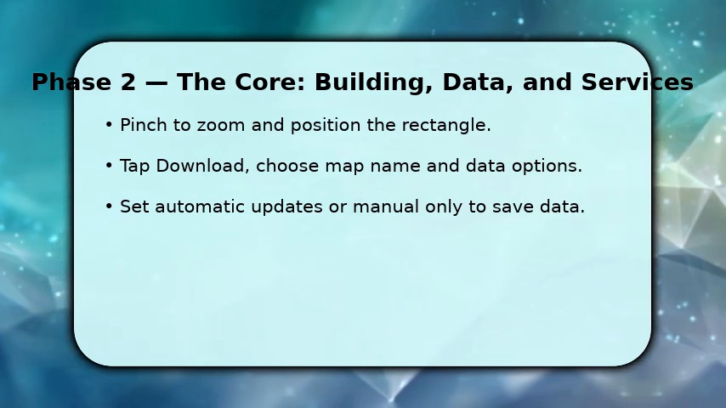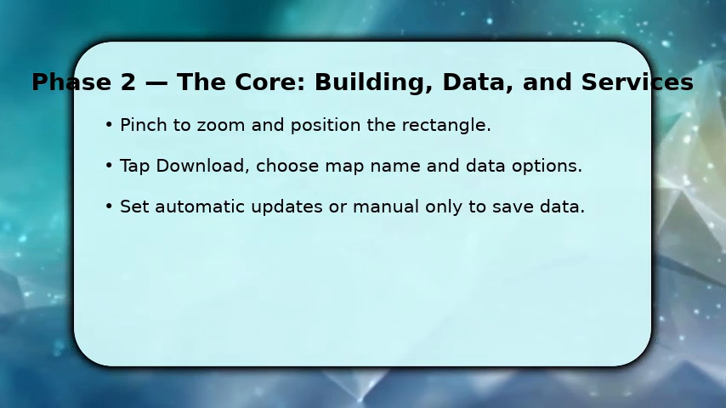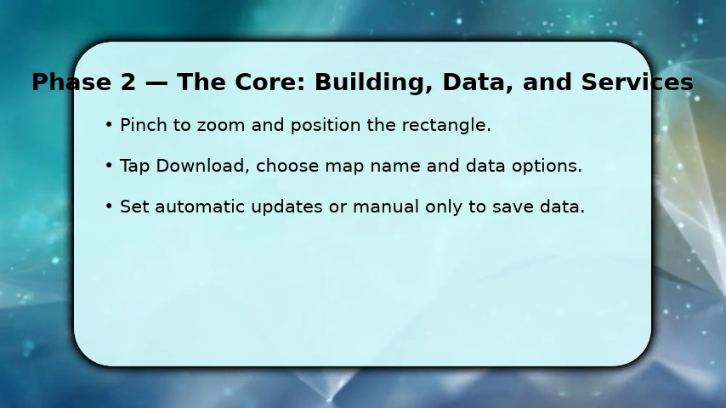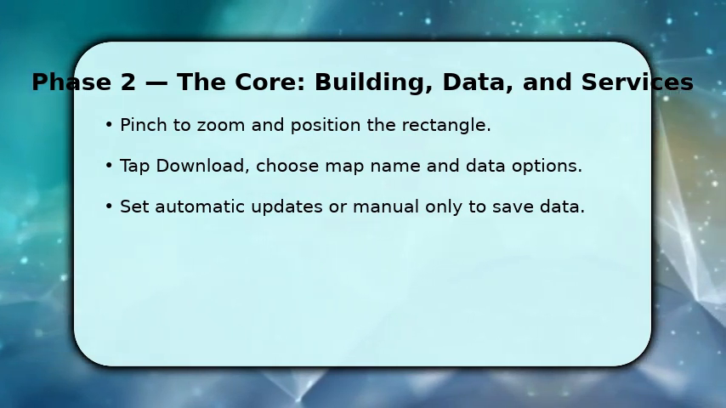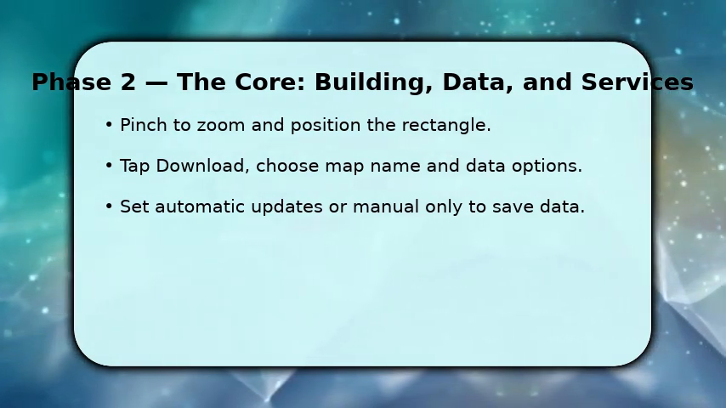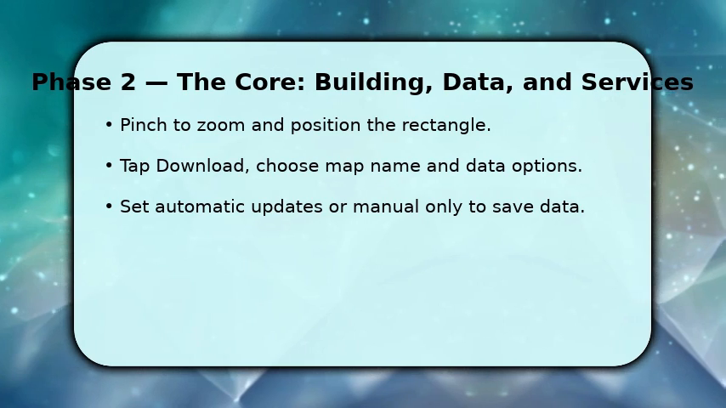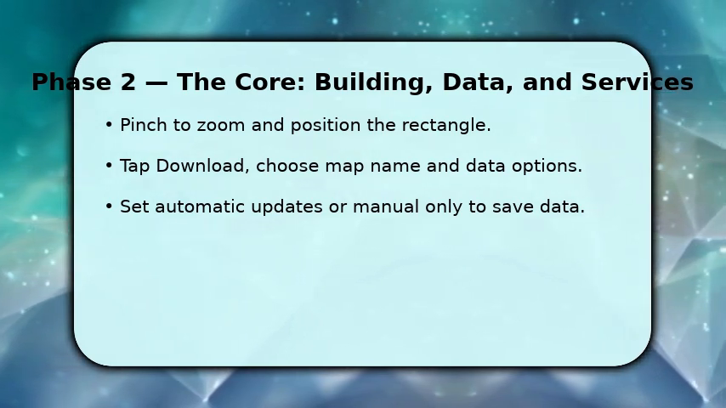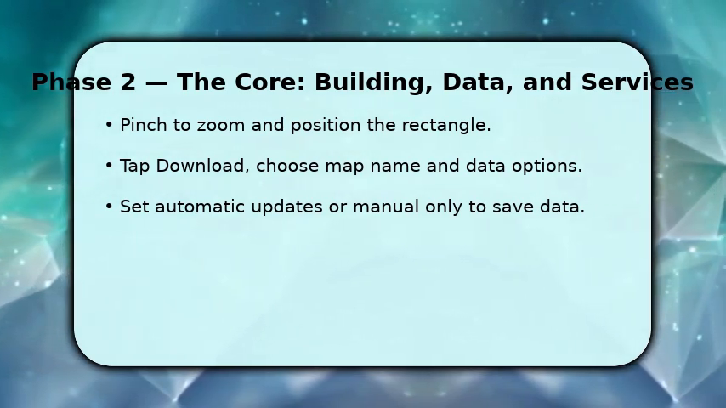Tap Download, give the map a recognizable name, and choose whether to allow updates over Wi-Fi. Once you start, the app will fetch tiles and POI data. This can take minutes. Make sure battery is adequate, large downloads drain power, and stay on a stable connection.